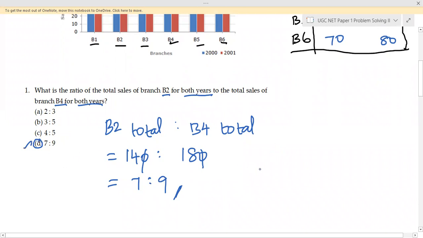I hope it is very clear to you. Simple arithmetic calculation. We just add up numbers, and then we find the ratio. Ratio is just simplification. It's like a fraction. The way we simplify a fraction, the same way we can simplify the ratio, right? So I think we can move on to the second question.